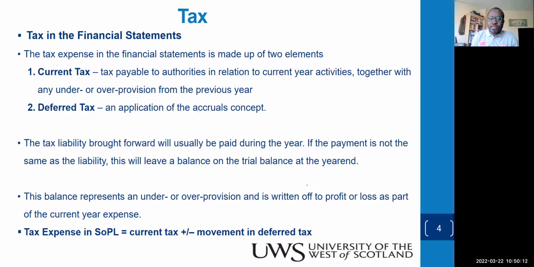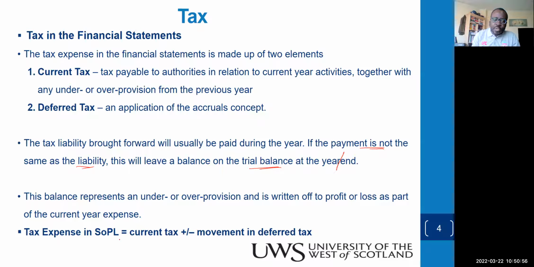So the current year tax is looking at what we owe the authorities together with any under provisions or over provisions from the previous years. Now the deferred tax is simply looking at an accruals concept, matching concept. We will look at that. Now the tax liability usually will be brought forward from the previous year if we have not paid. But if payment has been made, then we knock it off. Now, if the payment is not the same as the liability we owe, there will be a balance on the face of the trial balance at the year end. This balance will represent either an over provision or under provision, and we write it off to the profit and loss as part of our current year's tax expense.